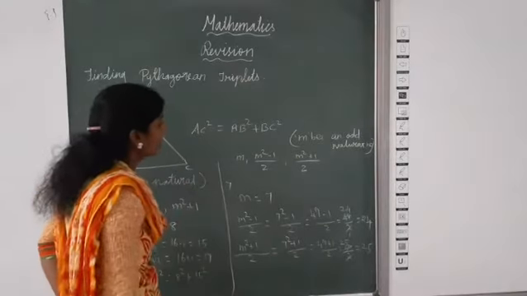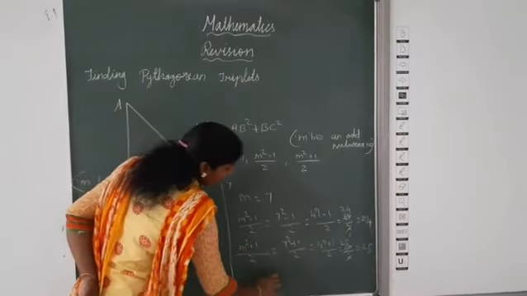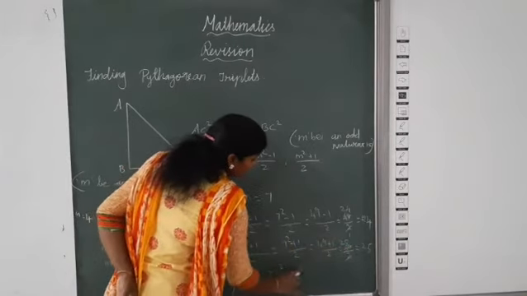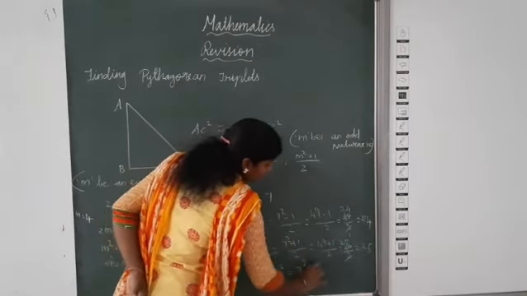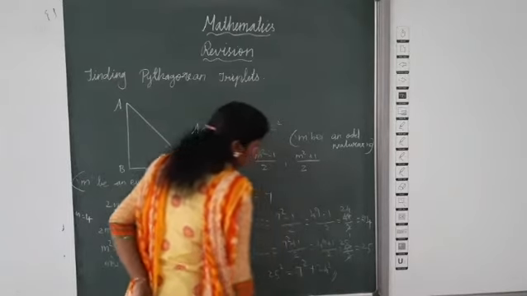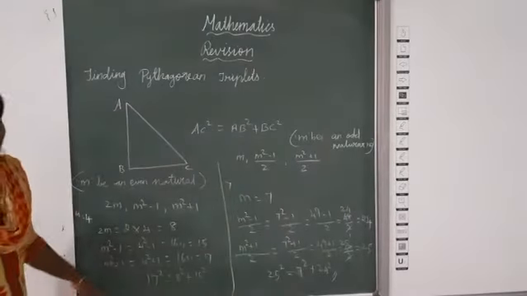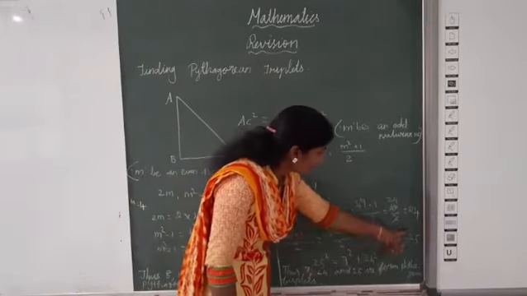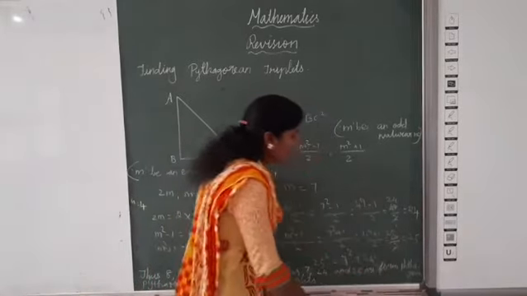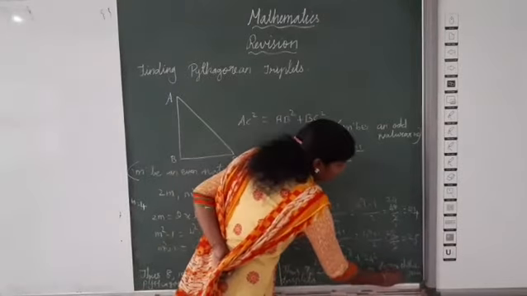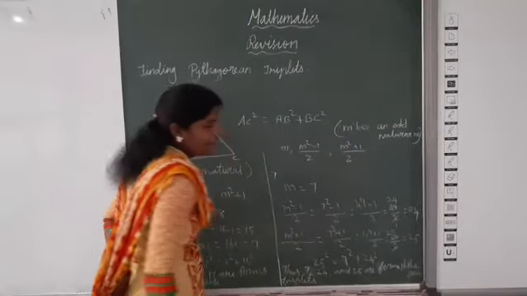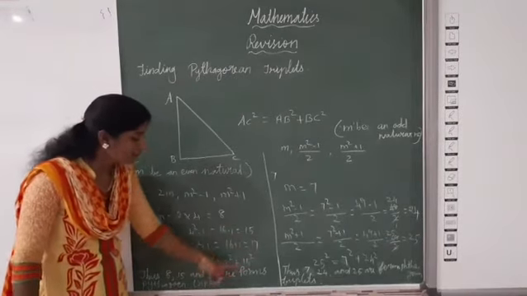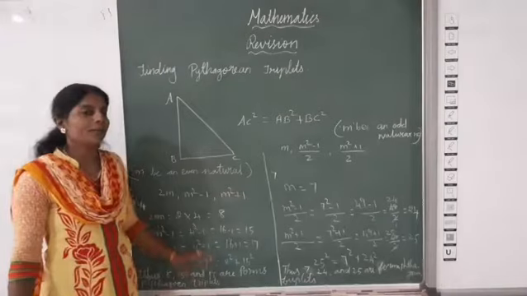Now, how can you write the Pythagorean triplets? 25 is big, so 25 square is equal to 7 square plus 24 square. Thus, 7, 24 and 25 form Pythagorean triplets. Here also, thus 8, 15 and 17 form Pythagorean triplets.